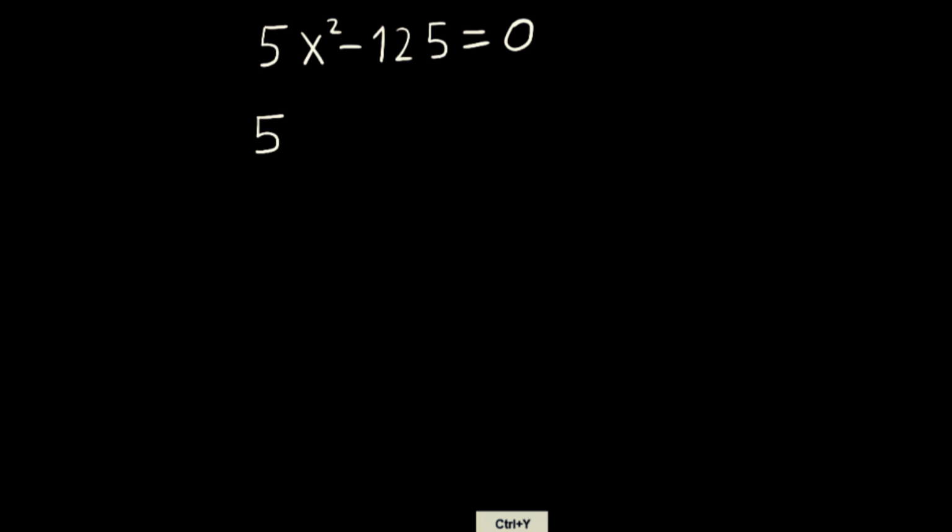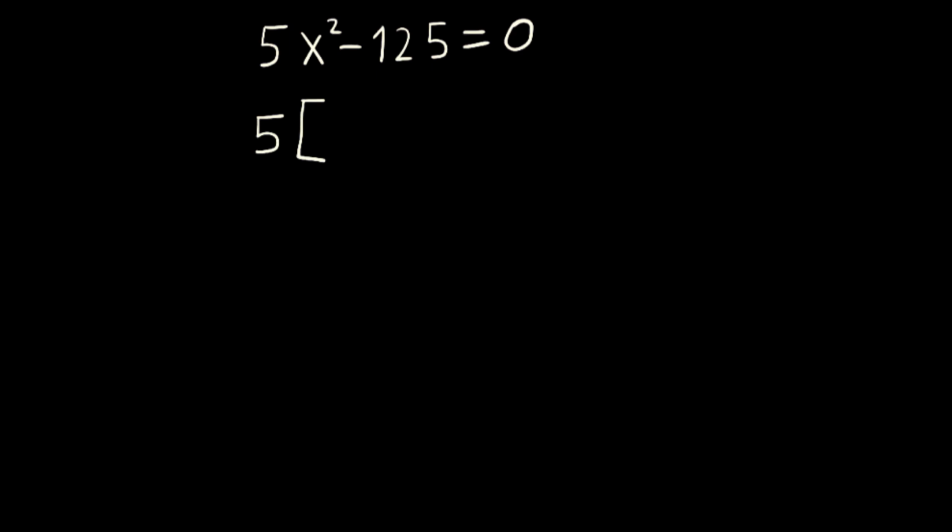Let's try another example. Let's say we have 5x squared minus 125 is equal to 0. What is the value of x? 5 and 125 are not perfect squares. So, we don't want to use the difference of perfect squares technique yet. However, we can take out the GCF, the greatest common factor, which is 5.